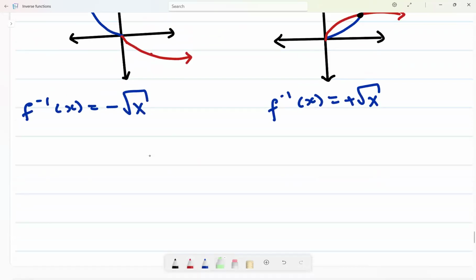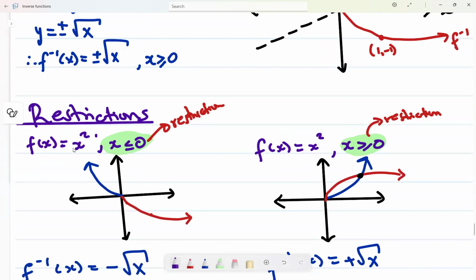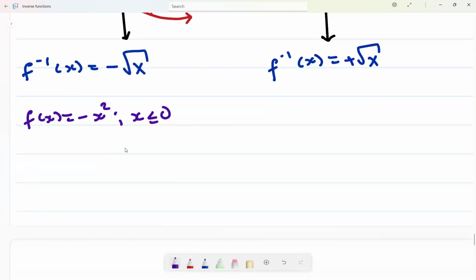What if we have this? What if f of x is equal to negative x squared? Then when x is less than 0, you can't be using positive x squared. Remember, I'm trying to give you all the possible questions that might come again.